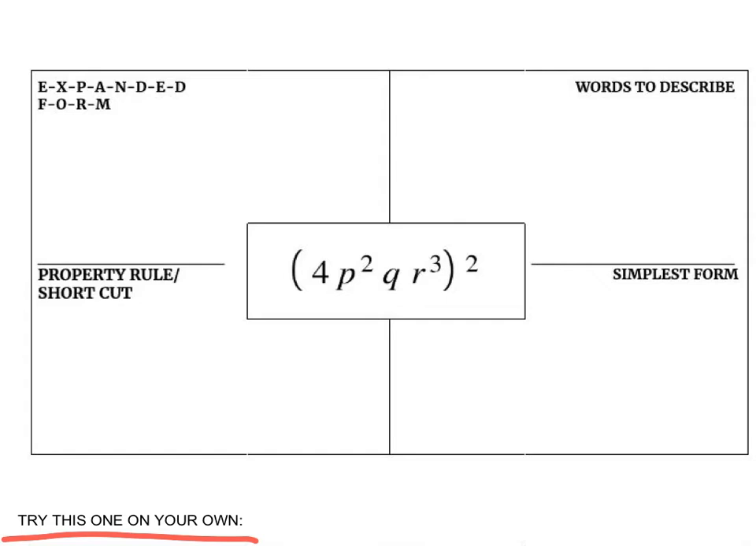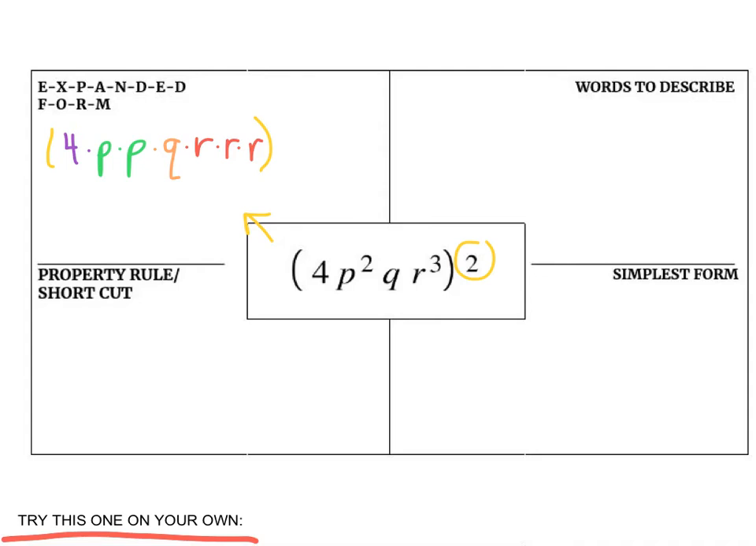Let's start the same way that we just did. Let's start in this corner with expanded form. So what does this look like? Well, in parentheses, we have 4, and then we have p to the second power, so times p times q times 3 r's, r times r times r. So all of that is in parentheses, and then this 2 means that there's 2 groups of that.